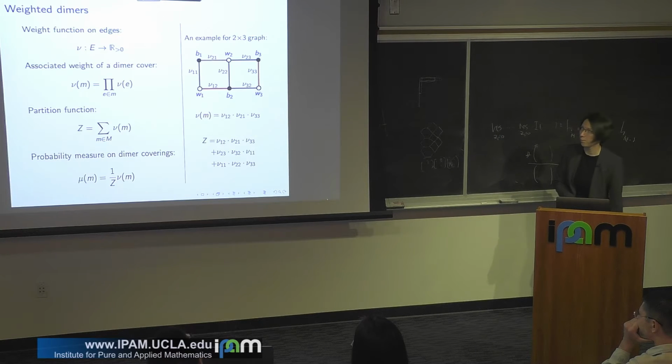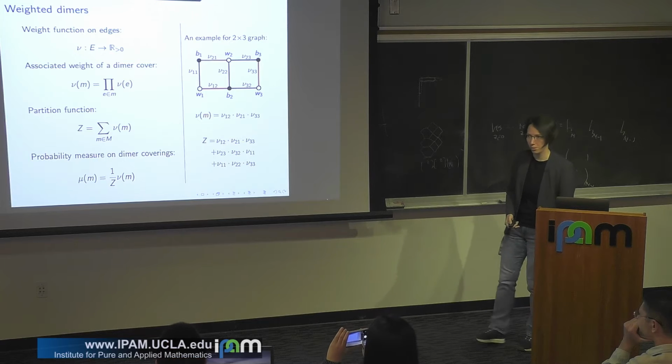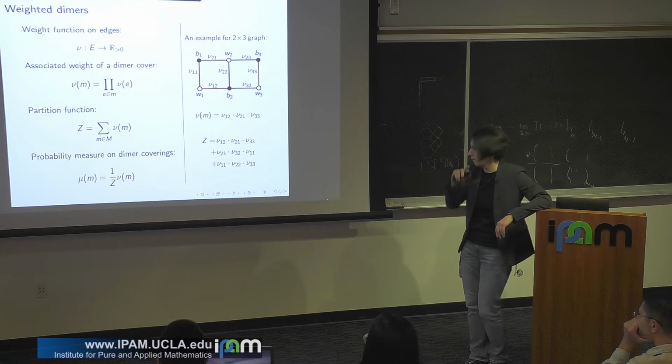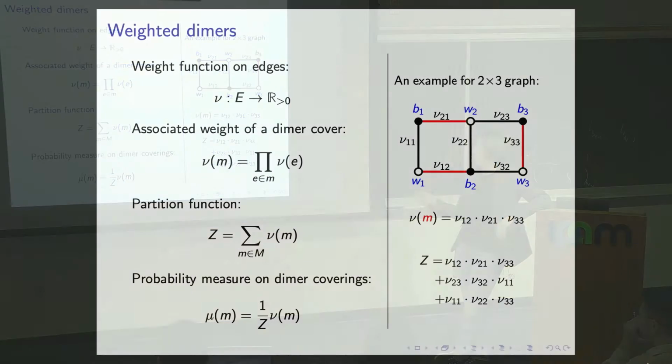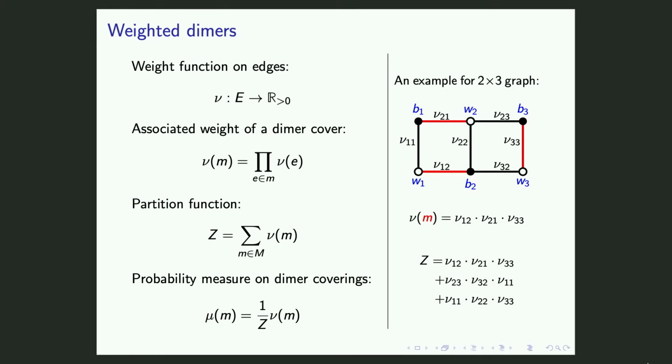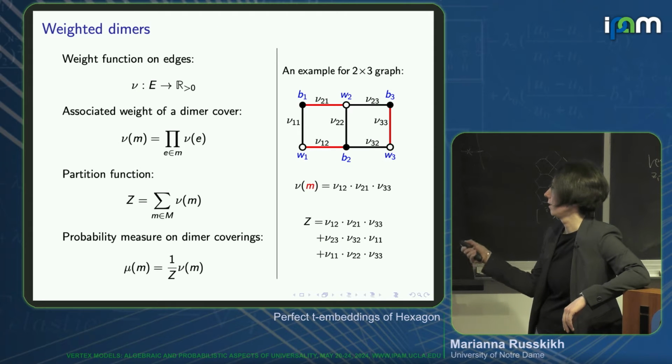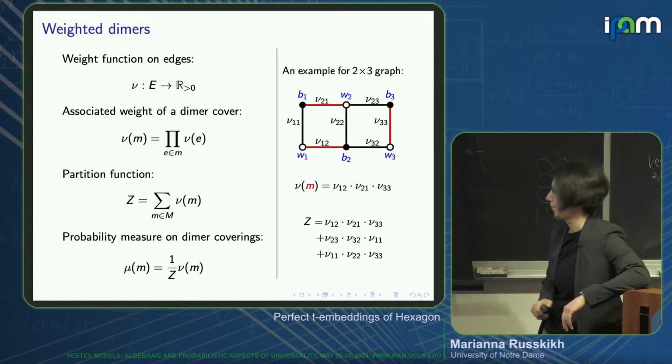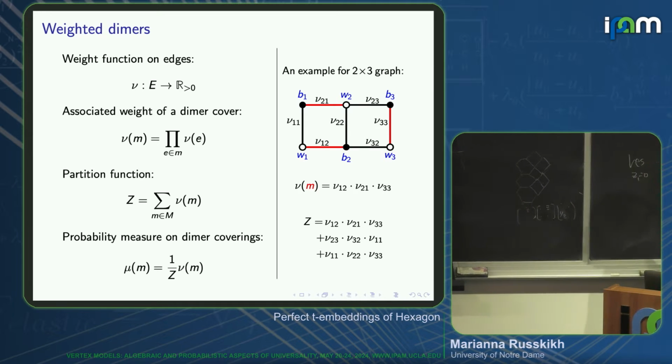All right, so the dimer model is a random measure on dimer configurations. Let me quickly remind you of the definition. In general, we have a weight function on the set of edges. We assign a real positive value to each edge, and we say that the probability of each dimer configuration is proportional to its weight, where the weight is simply the product of the corresponding edge weights. You need to normalize it by the so-called partition function, which is the sum of those weights over all dimer configurations. You can easily convince yourself that for this example there are exactly 3 of them, and this is the partition function. All right, this is a quick reminder.